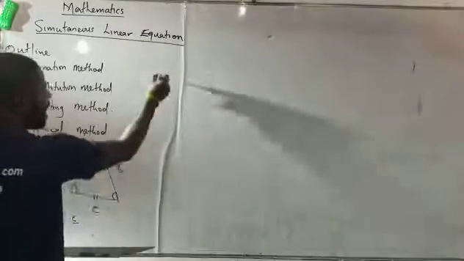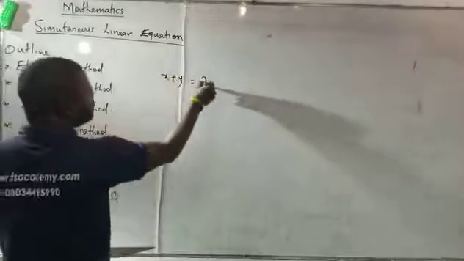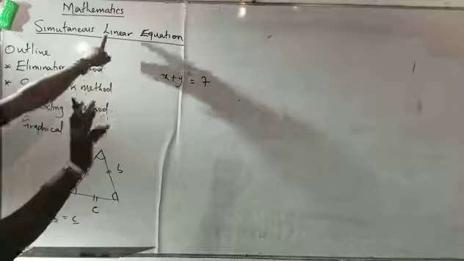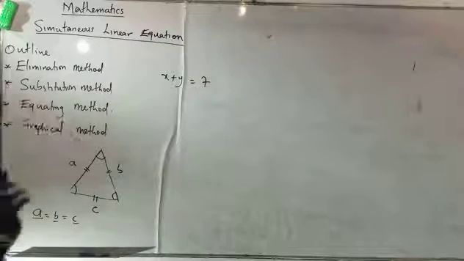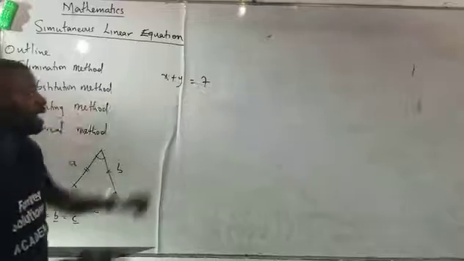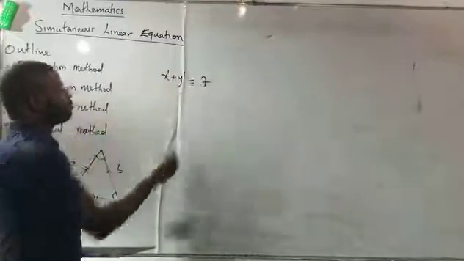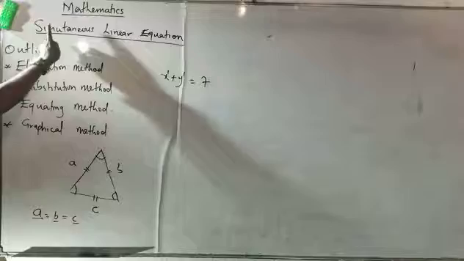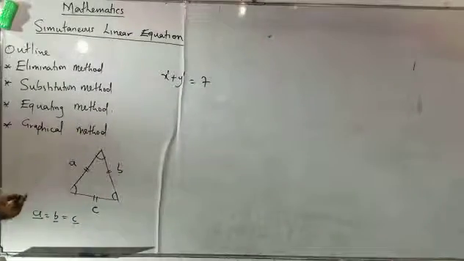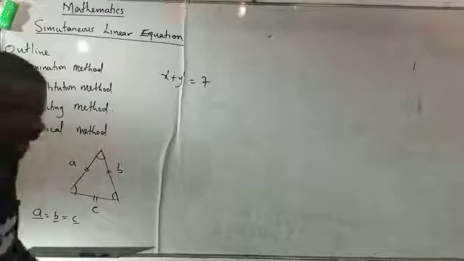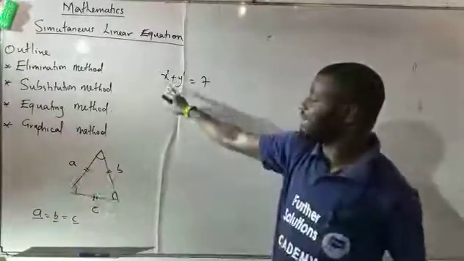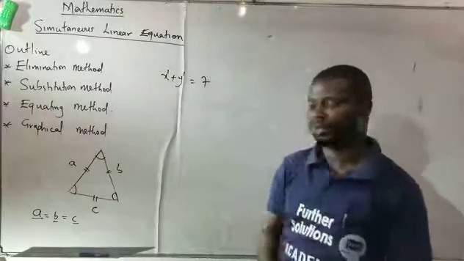For instance, if I have x plus y equals 7, this is a linear equation. Why is it called a linear equation? Because the degree of the unknown variables, which are x and y, is 1. That is why it is called a simultaneous linear equation. Take note of this very simple equation. At this point, the possible value of each of the variables x and y is what? It is 1. Do you get me right?